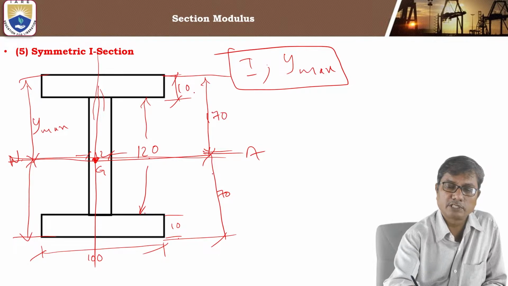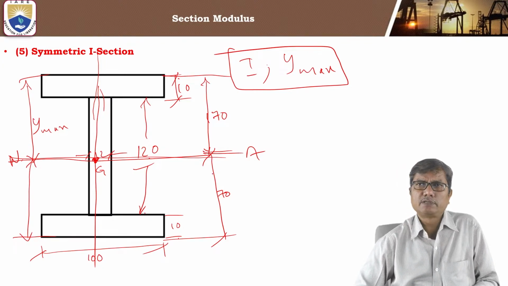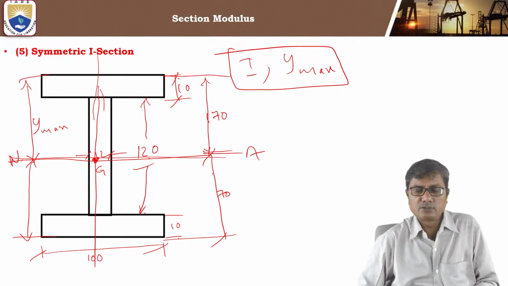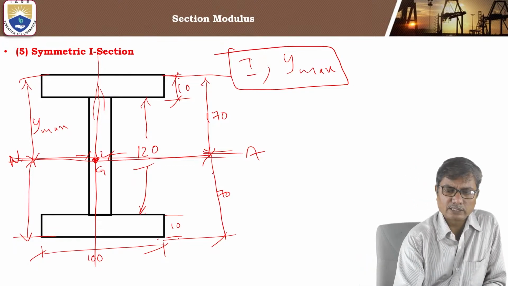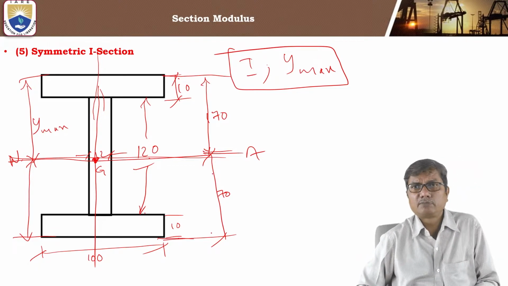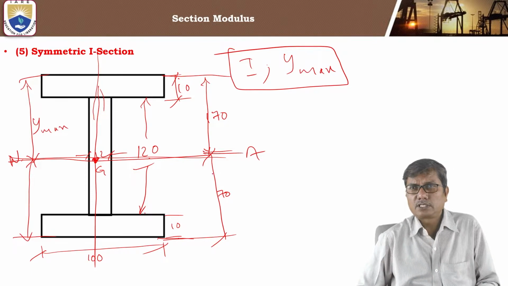So total depth is 10 plus 10 plus 120, that is 140. So it lies at the middle. Being symmetric about the horizontal axis, the centroid lies at the mid height, that is 70 mm from base. It lies 70 mm above the base. So we can easily locate the centroidal axis for symmetric sections.